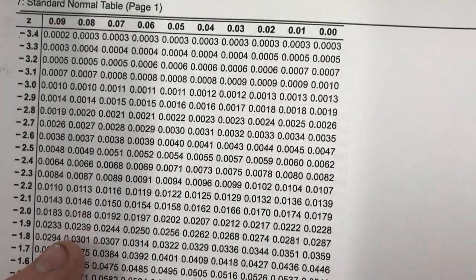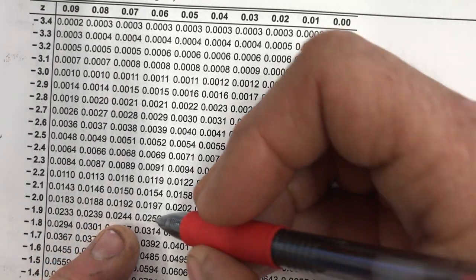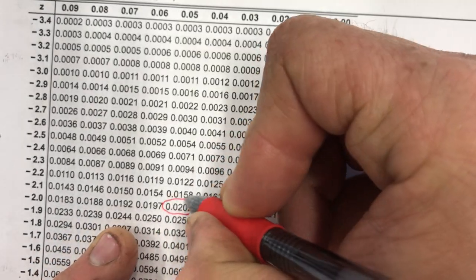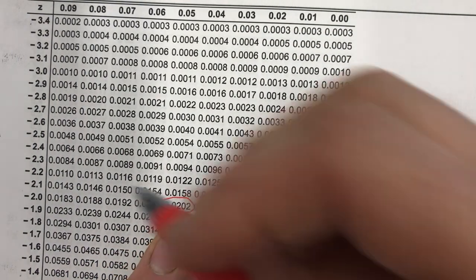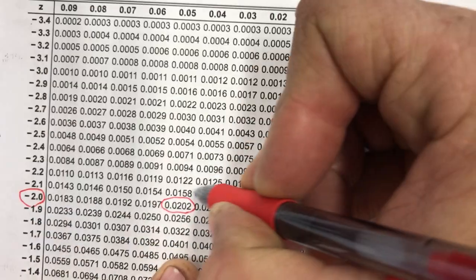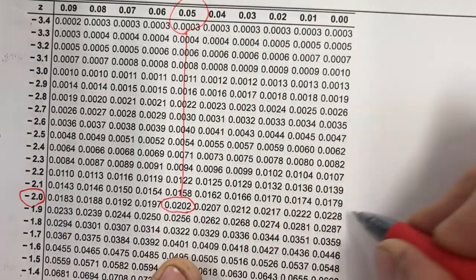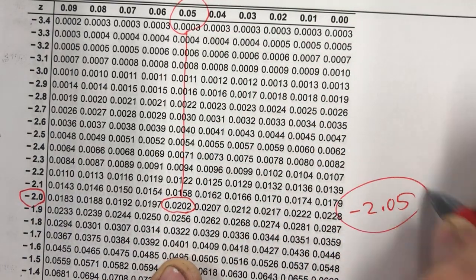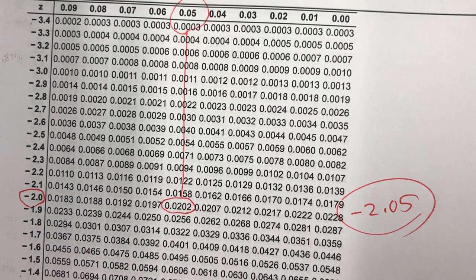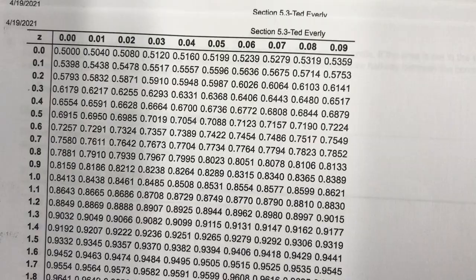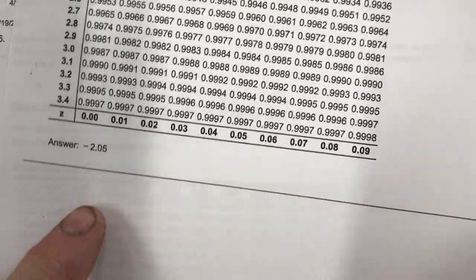Okay, so I look through here, and here's awful close right there, 0.02. So this is negative 2.05. And that's my z-score that gives me that percentile. Okay, so here you go. You can see the answer right there. See, we got it right.